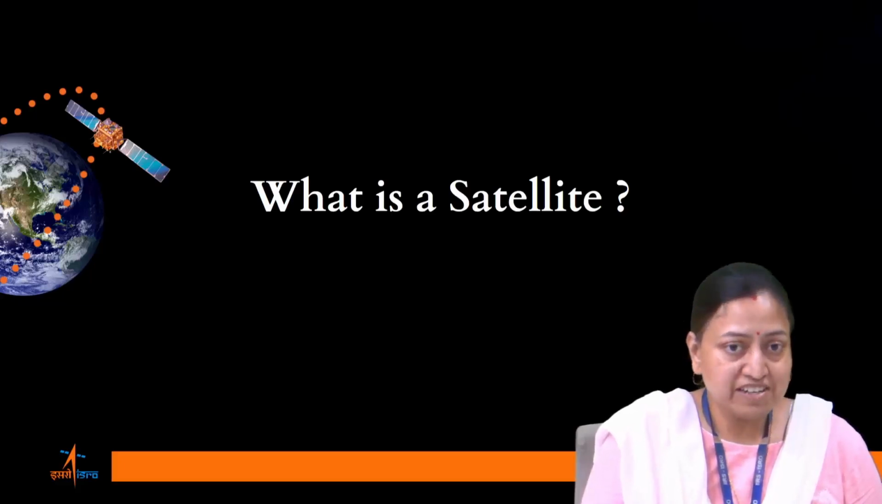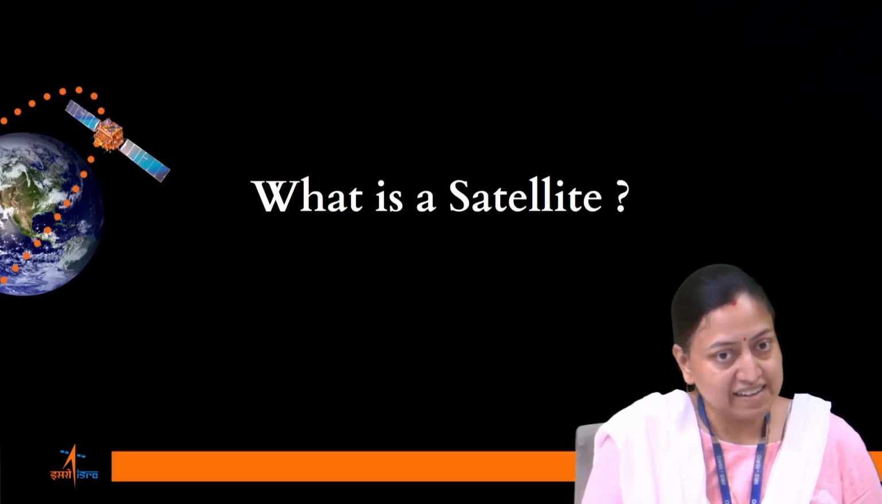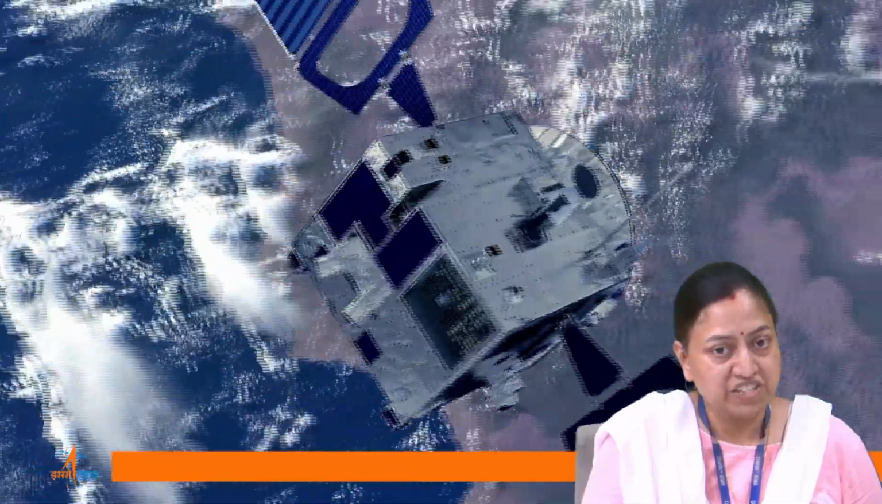The first question is, what is a satellite? In its simplest definition, a satellite is a body that orbits around a planet or any celestial body in space. Generally, we categorize satellites based on their formation as natural and artificial.